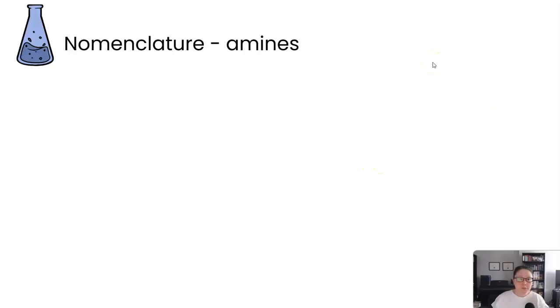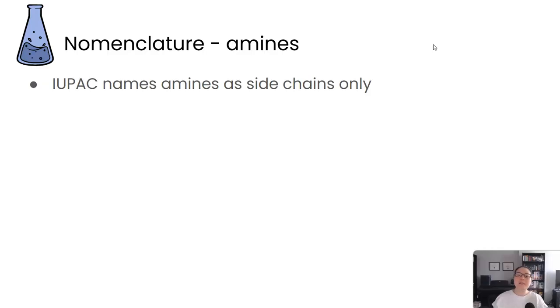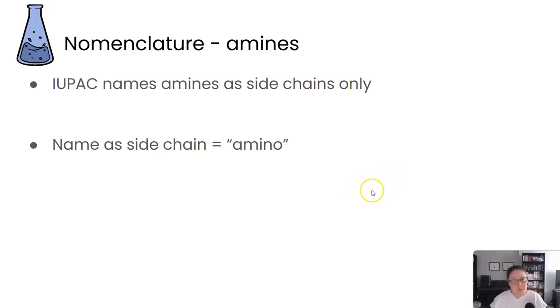When it comes to the nomenclature of amines, IUPAC only names amines as side chains, and so you're never going to have an amine as your most important functional group. It's going to look very similar to how naming happens with those alcohols, and you're going to name it with the name of amino. Now, looking at that word amino, that might trigger some other knowledge in your brain, that of amino acids, which you may have heard of before. And yeah, amino acids basically have an amine group and a carboxylic acid. That's what makes amino acids amino acids.